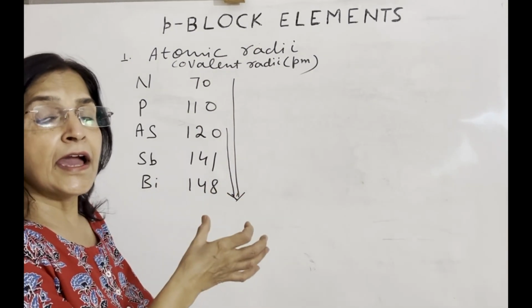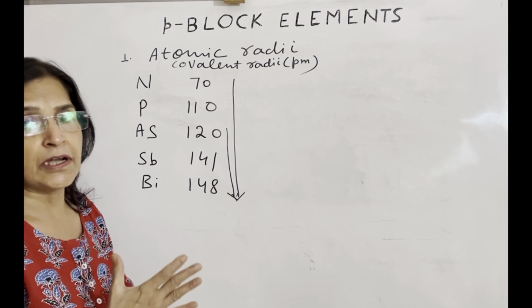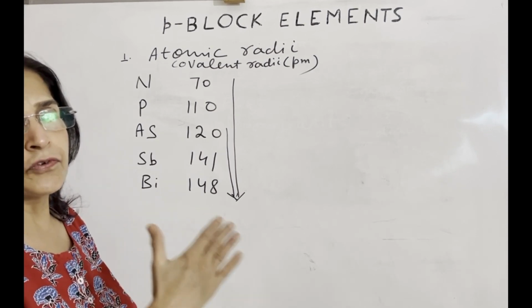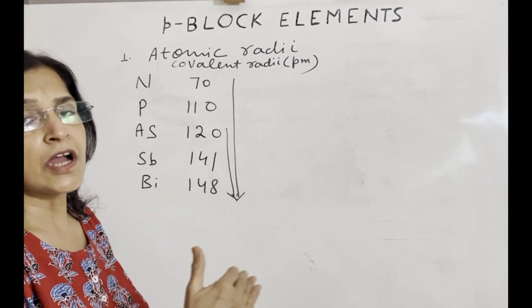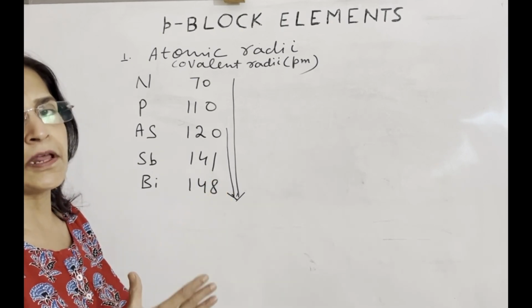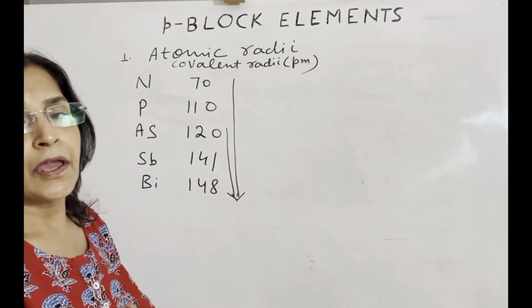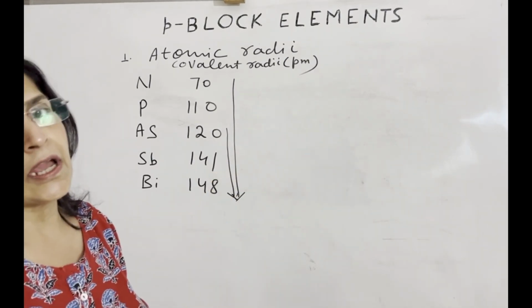The covalent radii of these elements is smaller than the group 14 elements. Because as we move left to right in a period, nuclear charge increases and electrons are adding into the same energy shell. Therefore, the covalent radius or atomic radii of these elements is smaller than group 14 elements.